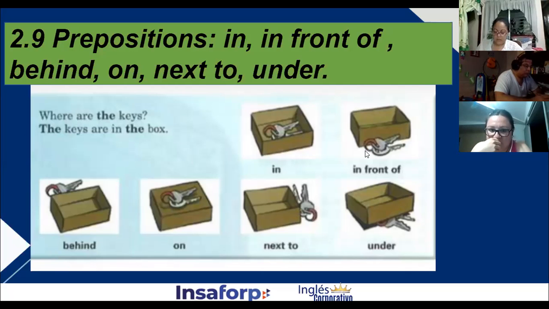The other example, in front of: I live in front of a school. Yo vivo en frente de una escuela. I live in front of a school. Okay? Very important, I'm not using another preposition.